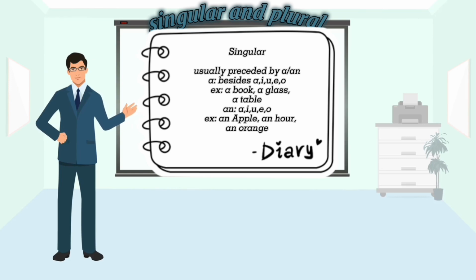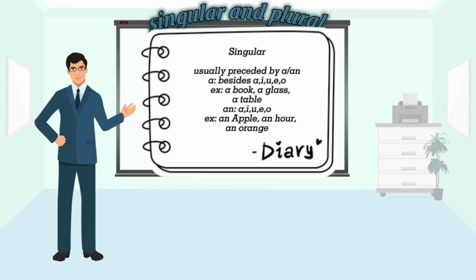For example, a book, a glass, and a table. Because book starts with the letter B, it uses the article a. Glass starts with the letter G, so it also uses the article a. A table, because table starts with the letter T, so it also uses the article a.